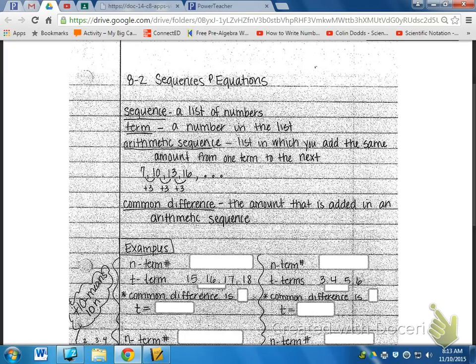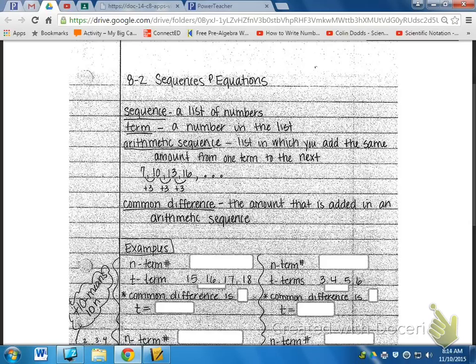The next word is arithmetic sequence. Now it looks like arithmetic, which is pronounced that way, but when you add sequence with it, it's arithmetic sequence. It's a list in which you add the same amount from one term to the next. Like the example that's there, 7, 10, 13, 16, ... Between every term, they added 3. So that is definitely an arithmetic sequence because you're adding the same amount between the terms.